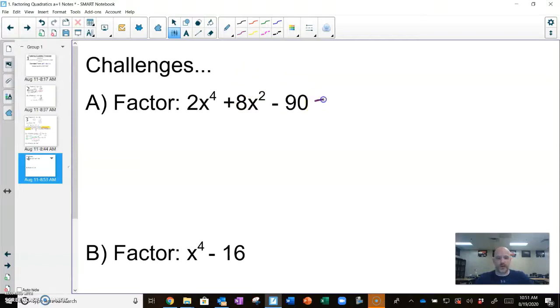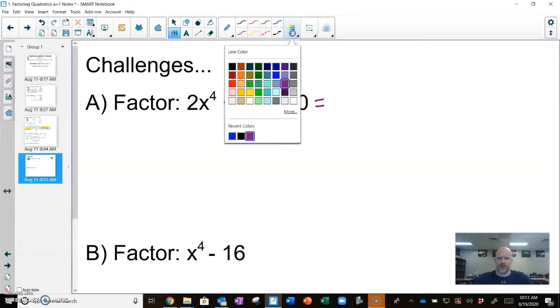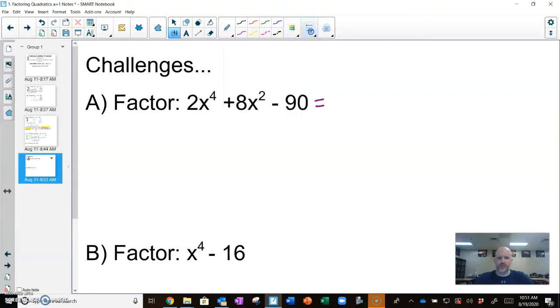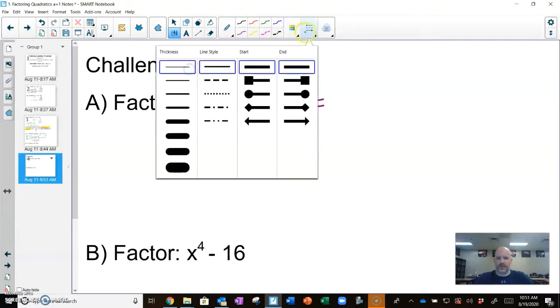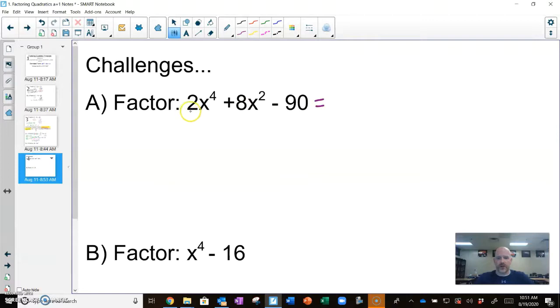So if I'm going to factor this, the first thing I'm going to do is factor out that GCF. So I have 2, 8, and 90. Those are all even numbers, so at the least I can factor out a 2. What's left over is x to the 4th plus half of 8x squared, which is 4x squared, and then half of 90 is 45.